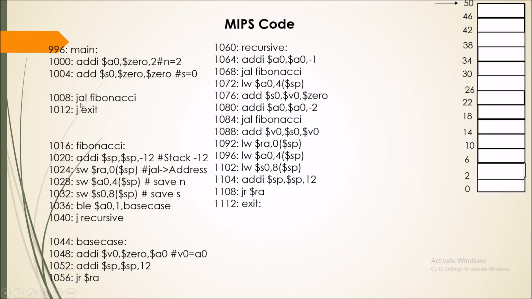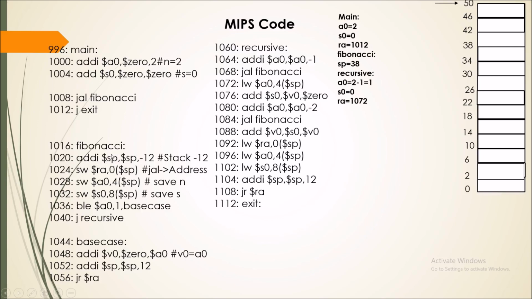Then we move forward to Jal Fibonacci. For this line we have the array value equal to 1012. So we have here A0 equal to 2, S0 equal to 0, and the array register as 1012. Now we will go to the Fibonacci part, as it called Fibonacci here.